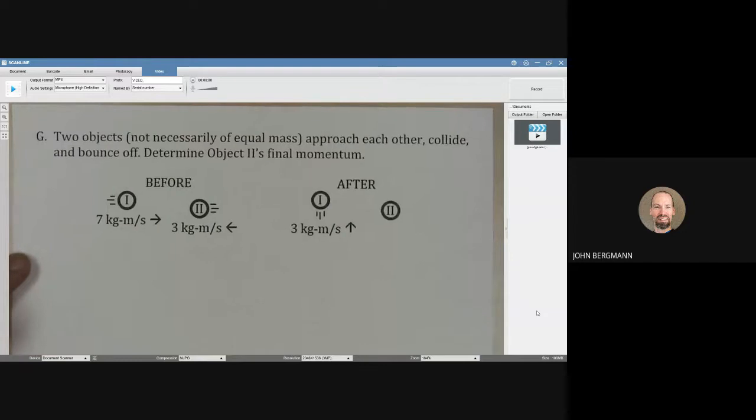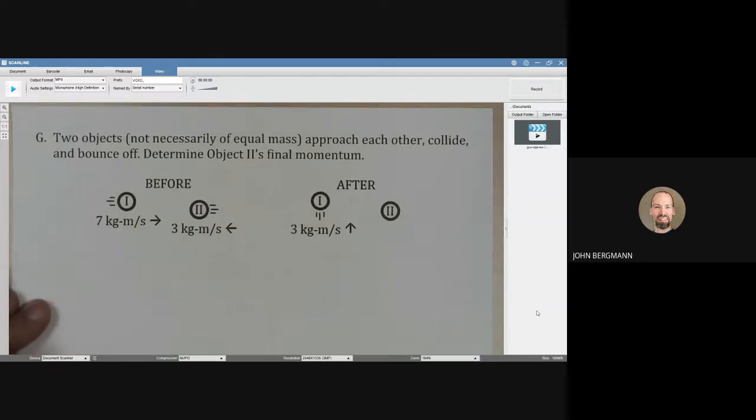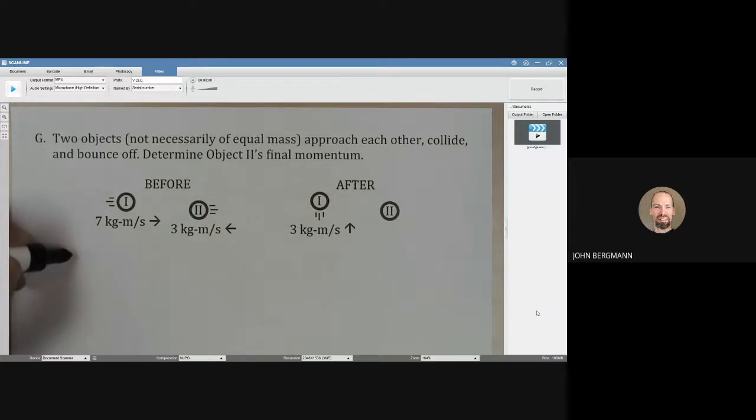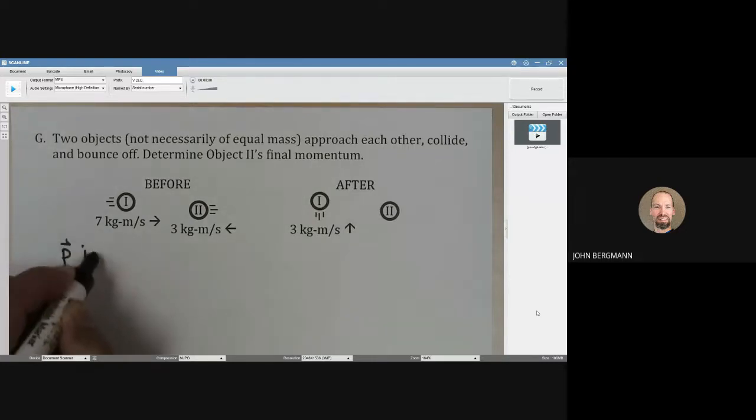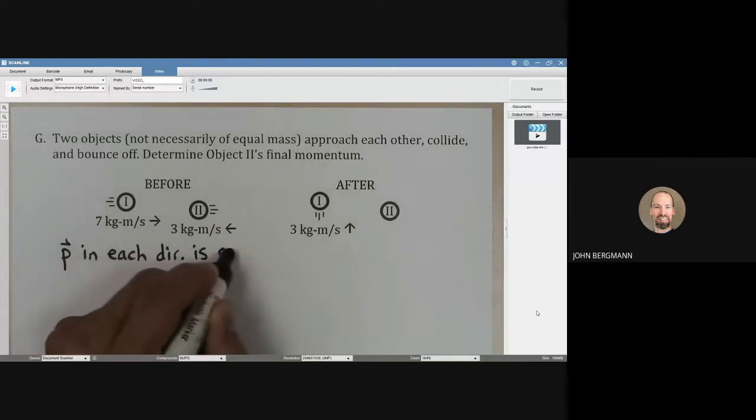2 objects, not necessarily of equal mass, approach each other, collide, and bounce off. Determine object 2's final momentum. So here we go. These 2 are heading towards each other. We don't know what their masses are, but we do know their momenta. And so, is momentum conserved in this collision? Absolutely it is. So I think the momentum in the x direction, p in each direction, is conserved.